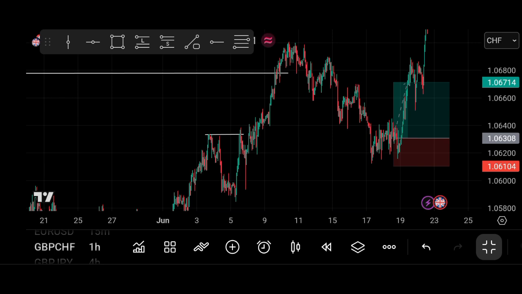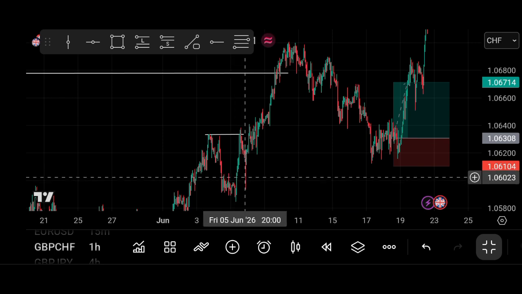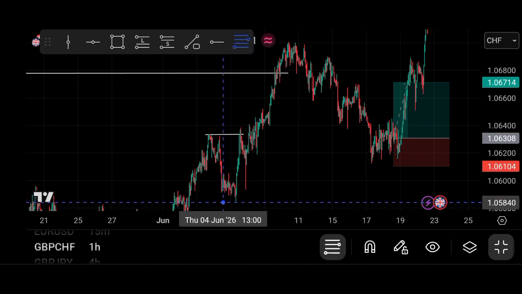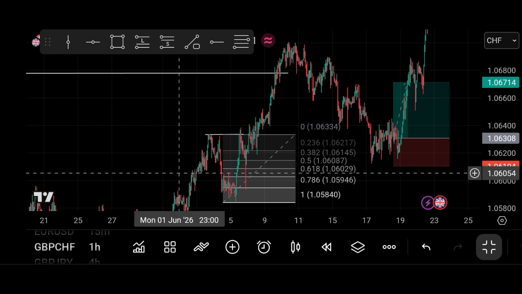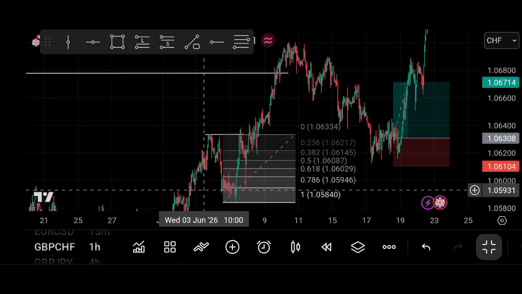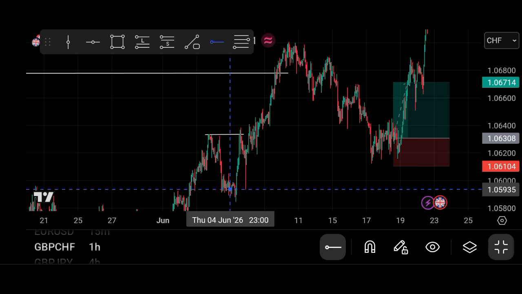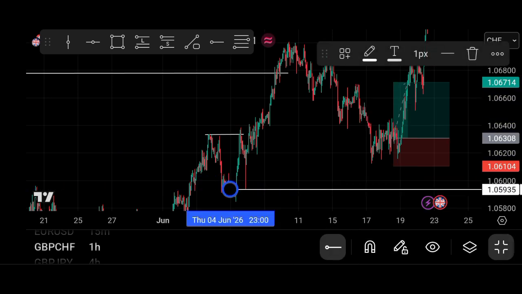Ask yourself, has this area tested the 50% level or below? The answer is yes. Let me draw it. So you see that here price has obviously tested the 50% level and below. That means this leg has been mitigated. Price, on a normal setup, should not break this leg. If it does break this leg, it means you are going down, which is also fine if that's the trend.